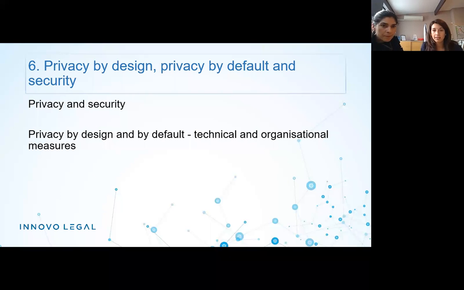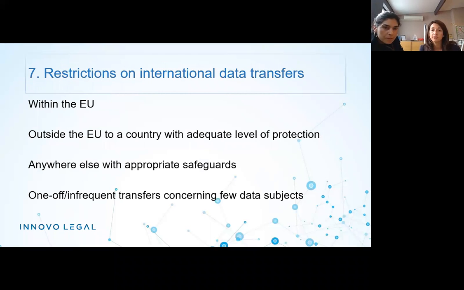Going to the next slide, restrictions on international data transfers. So where do you host, where do you have your servers, where do you collect the information? Very important because obviously being an Australian company doing business in Europe, you might be caught by the restrictions on international data transfers.